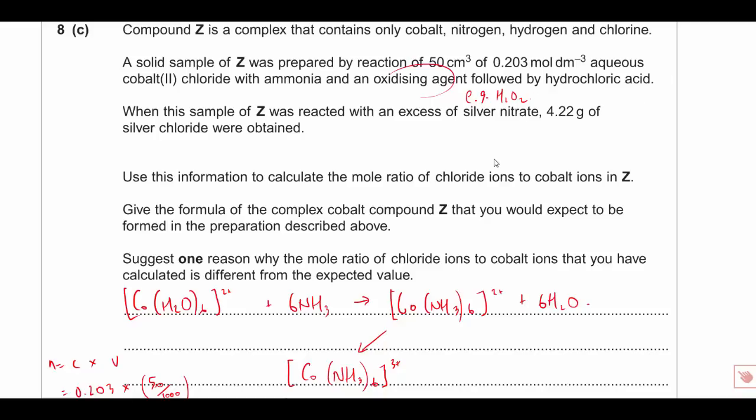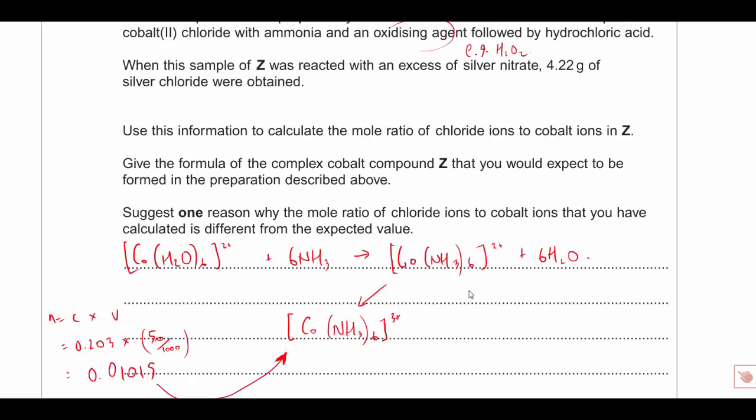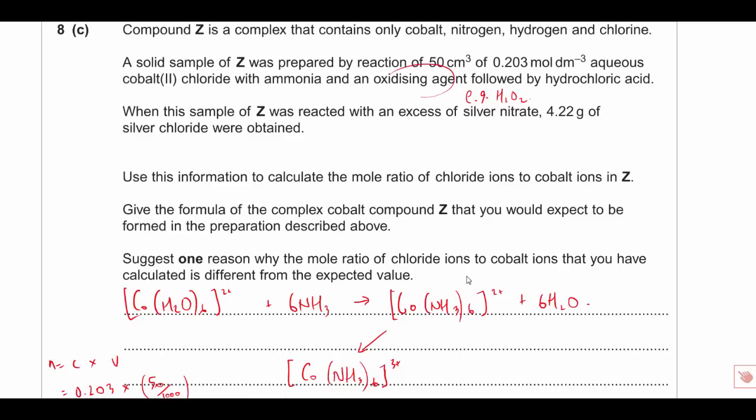And this is where the difficult bit comes. What's happening is essentially that hydrochloric acid, you're going to form a compound now. So you're going to form this compound, and essentially what's going on, that's this step here. So when this sample of Z, so Z being the compound that is formed in this whole bit, was reacted with an excess of silver nitrate, 4.22 grams of silver chloride were obtained.